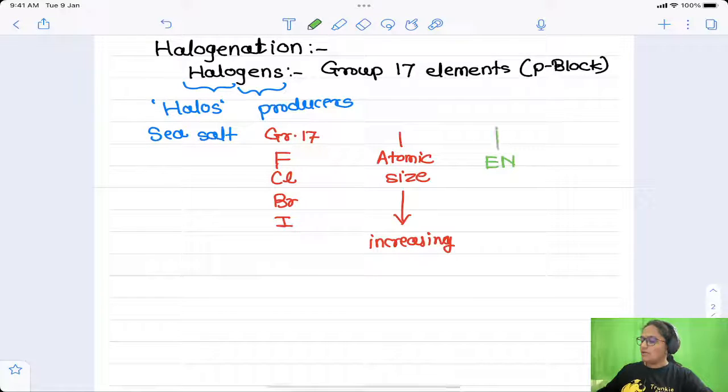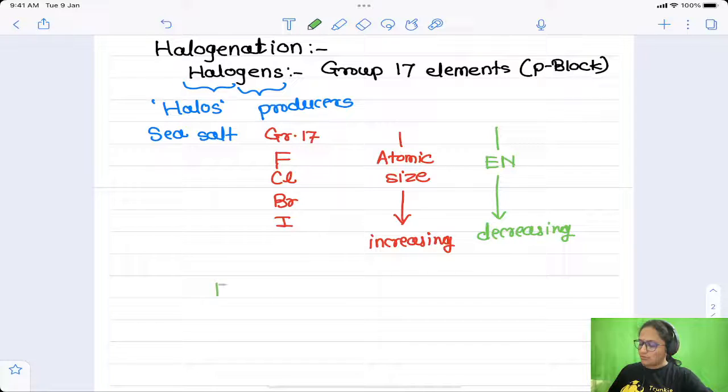The next important property is EN. EN stands for electronegativity. Electronegativity down the group goes on decreasing, right? Electronegativity down the group goes on decreasing.